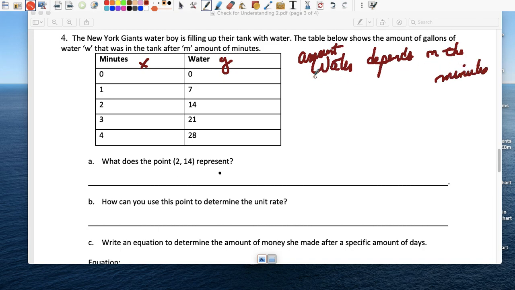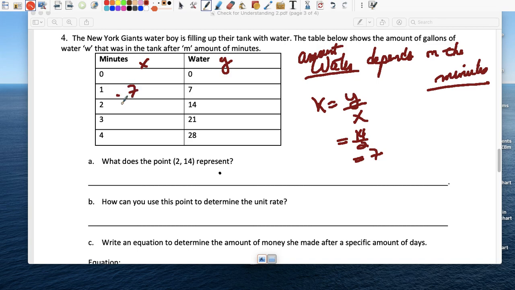That makes sense. Okay, so at 0 minutes, there's 0 water. After 1 minute, there's 7. After 2 minutes, there's 14. After 3, there's 21. If you want to find a constant of proportionality, k equals y over x. Pick any value, 4 and 28, 3 and 21, 2 and 14, doesn't matter which one. Plug it in. Let's use 2 and 14. 14 divided by 2, and the constant of proportionality is 7.